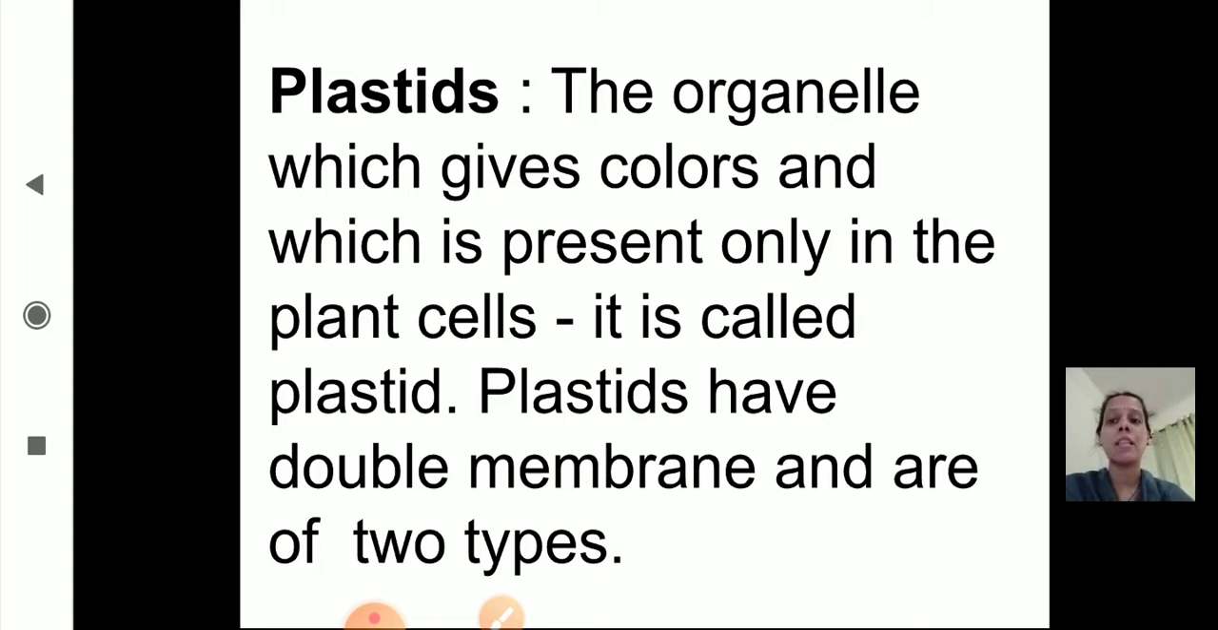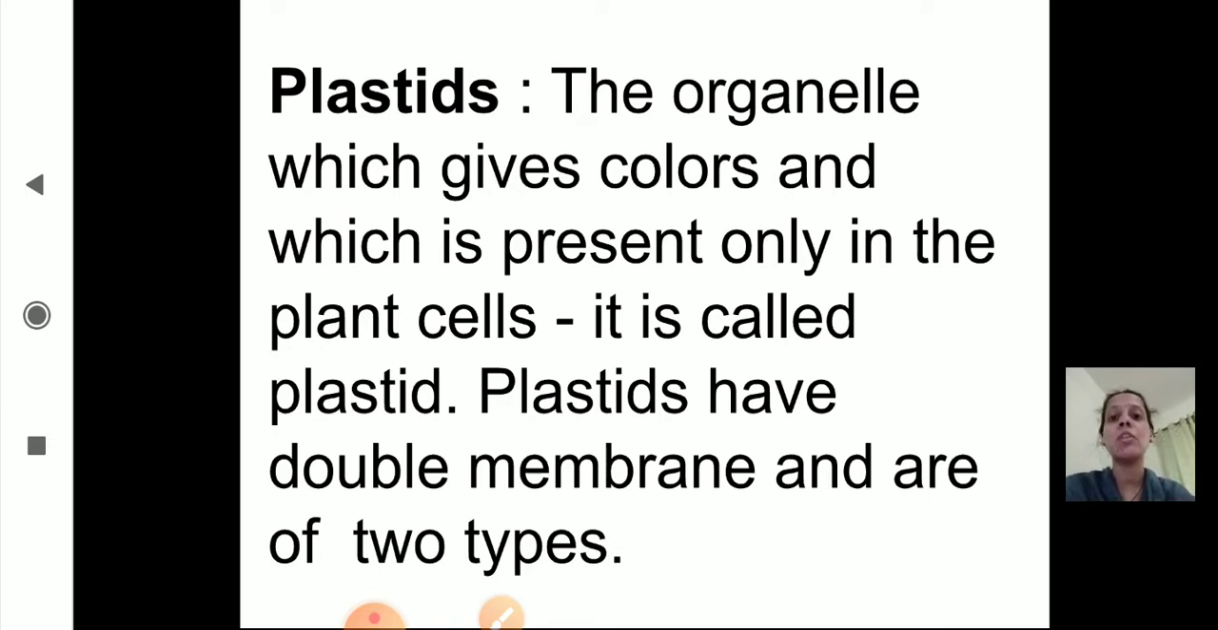Plastids have double membrane and are of two types. The structure of plastids is that it has a double membrane and it is present only in plant cells. The organelle which gives colors and is present only in the plant cell is called plastid. Now there are two types of plastids that we will see. So this is about the structure of plastids.